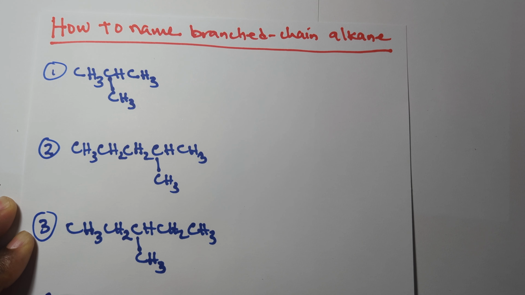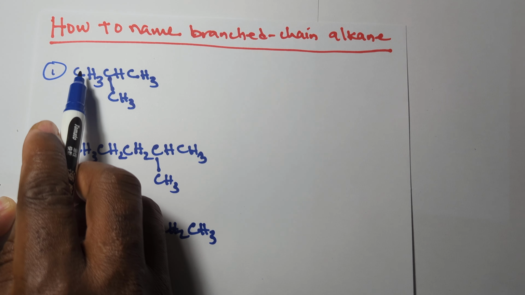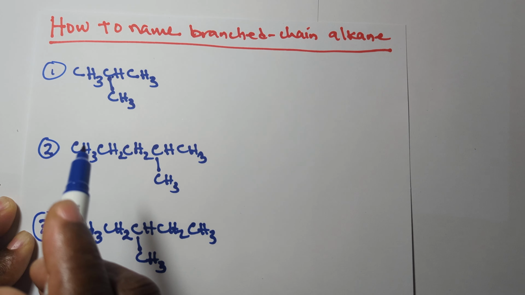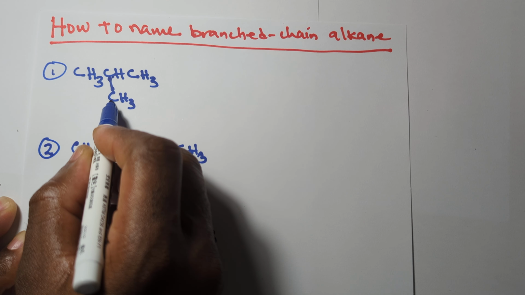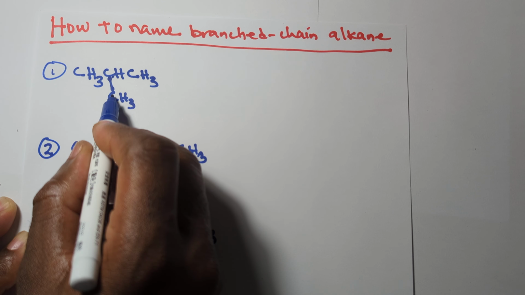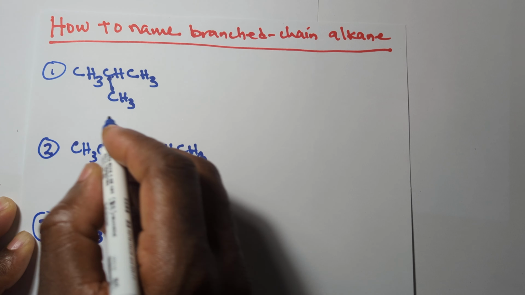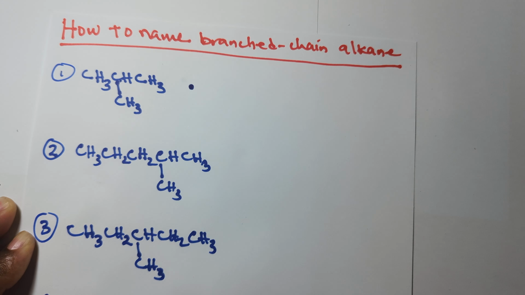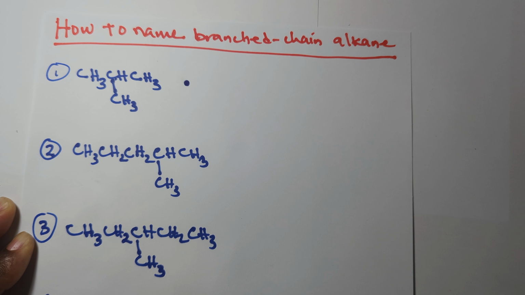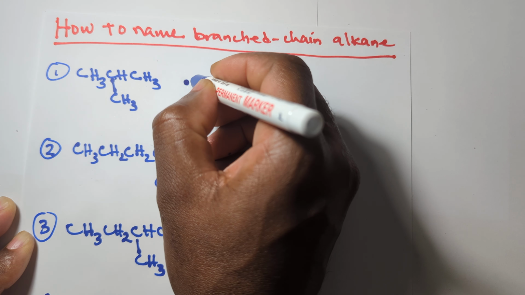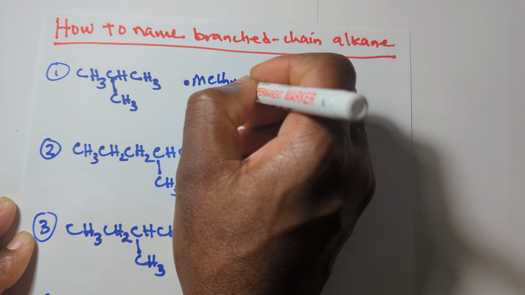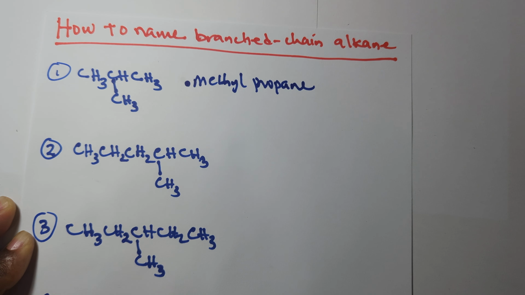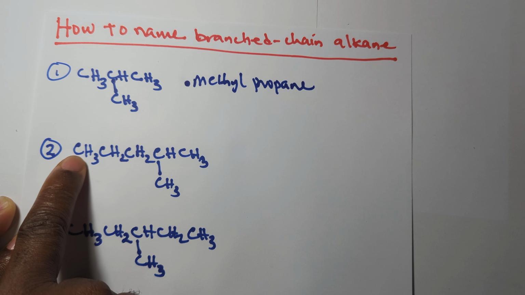Here is how we name it. We have 1, 2, 3, so this is propane, the propyl group. Then we have a methyl group at position 2. So we can just name it methyl propane. Methyl what? Propane.